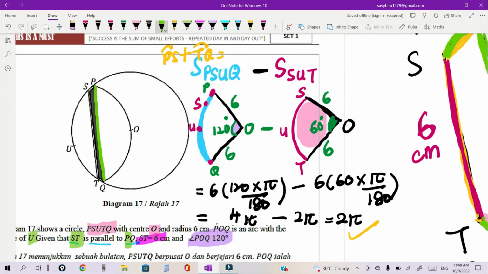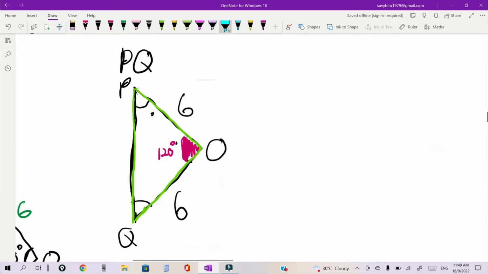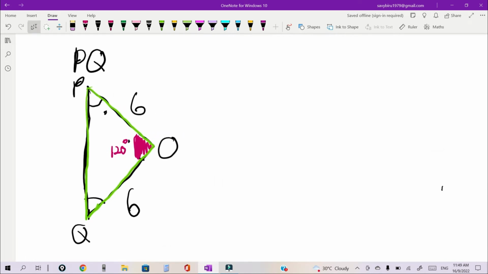To find the length of PQ, we can use this triangle, where just now given that angle POQ is 120 degrees, and the radius is 6 cm. Now you can find the length of PQ using this triangle. So let's check out this triangle. From here, you have two options. Either you use Pythagoras' theorem, or maybe you use the sine rule.